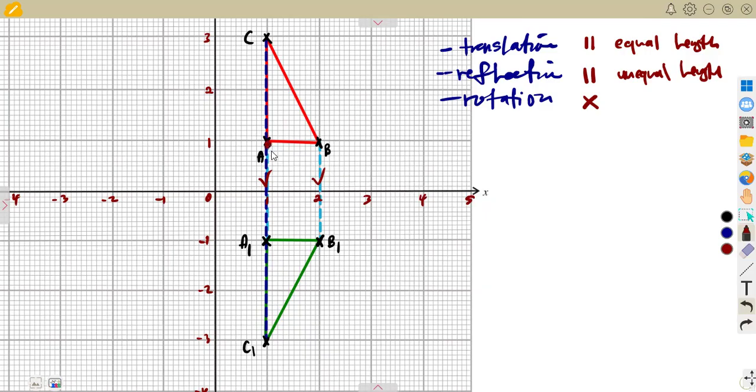From A to A1, truly it is the same as from B to B1. We've got equal length there. That is true. But let's check now from C to C1. Just look at the distance there and compare it with B. There is no need for a ruler. By sight, you can see these two are not of equal length.